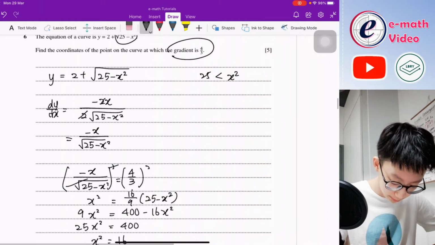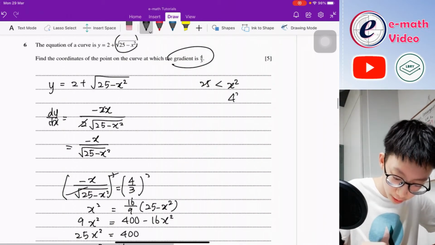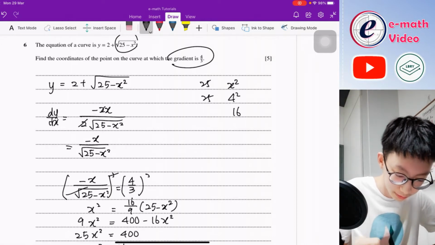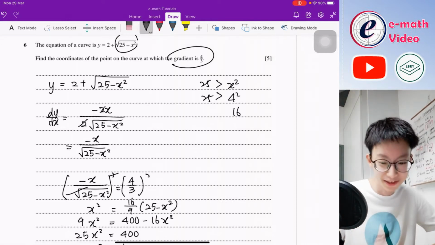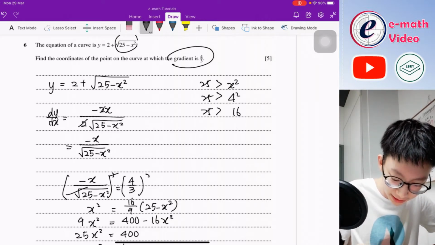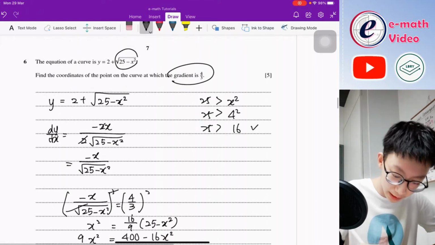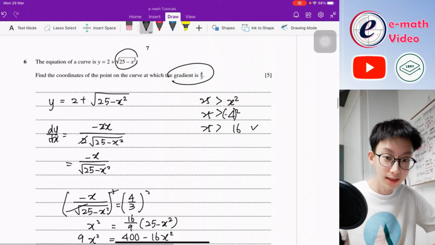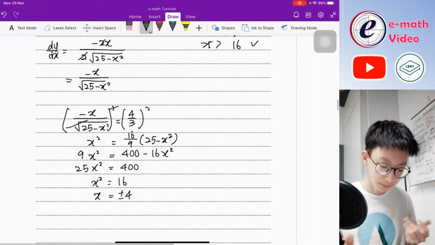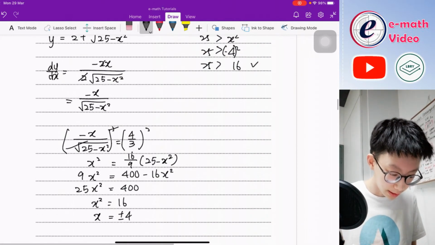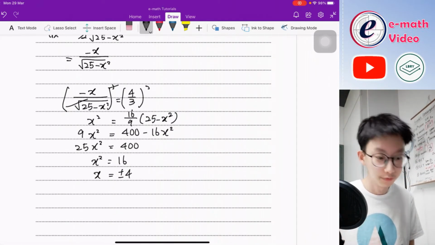And in this case, 4 squared is 16, right? 16 is smaller than, sorry, 25 should be greater than x squared. So 25 is greater than 16, so no problem for 4 squared. Same goes with negative 4 because it is still 16. So the answer is okay, very nice. Just go ahead and, so we will have two coordinates.